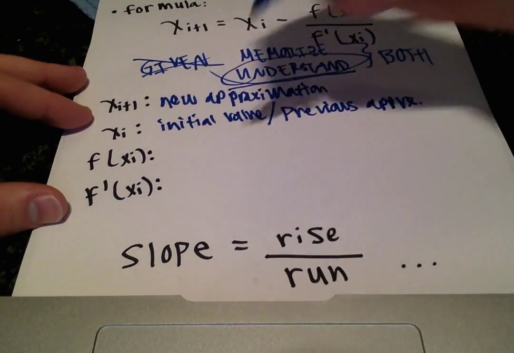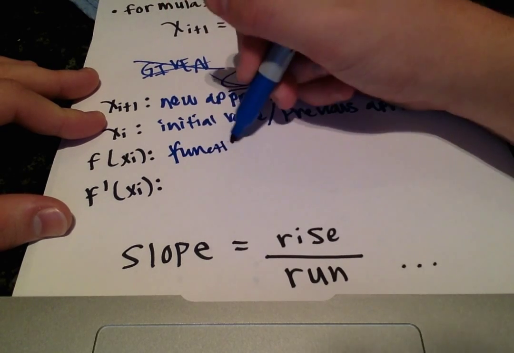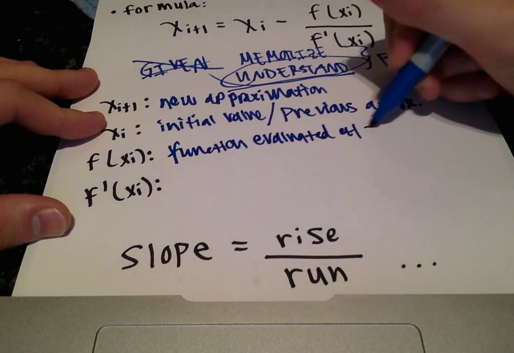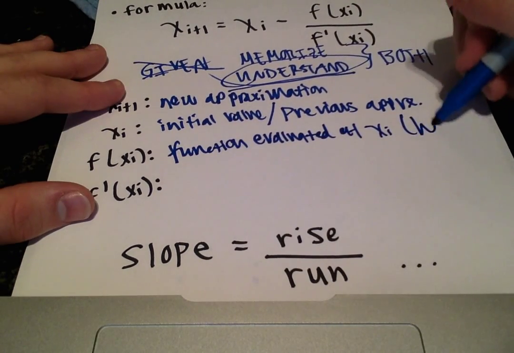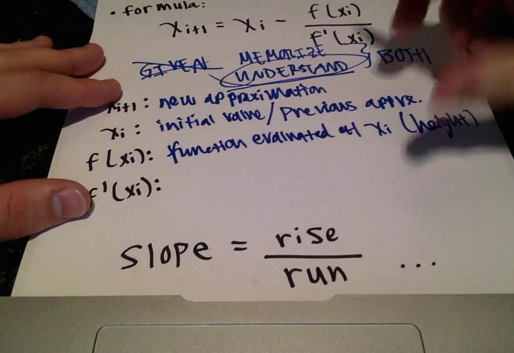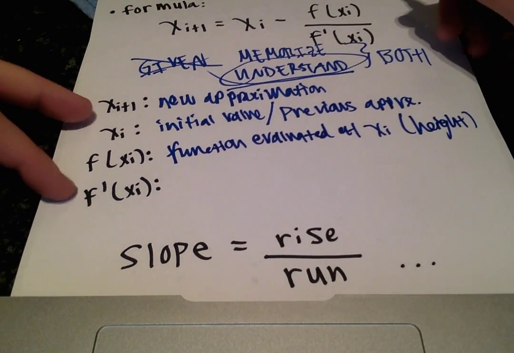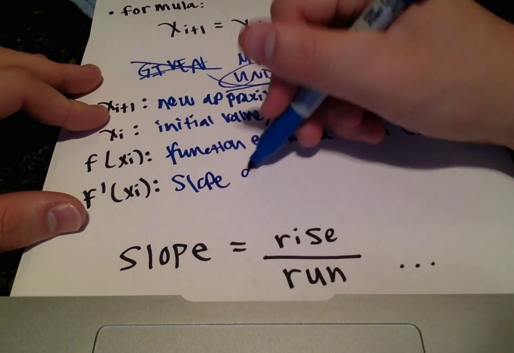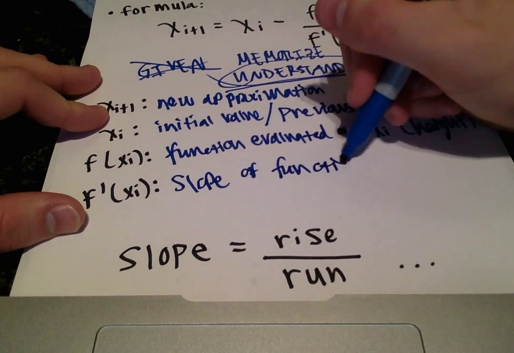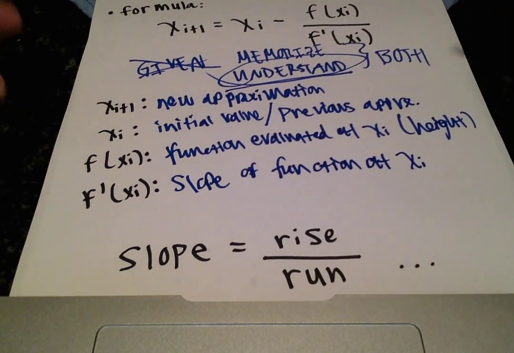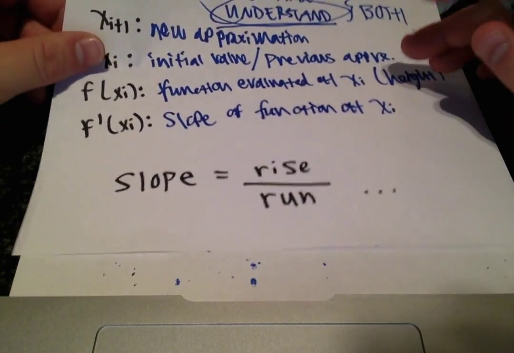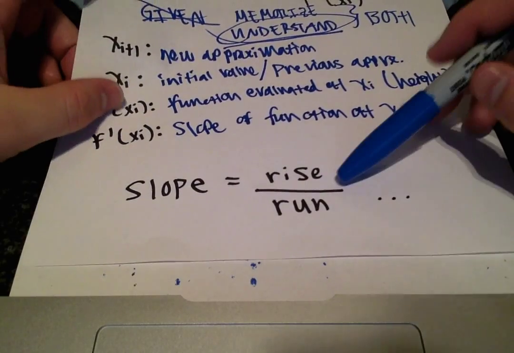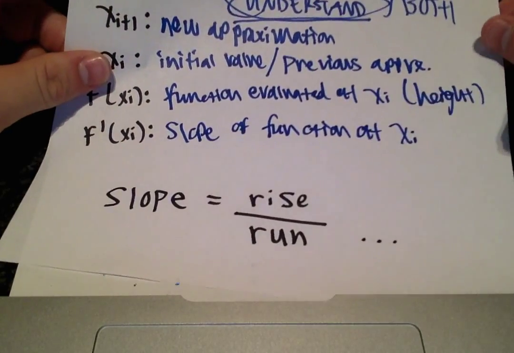f of x sub i, that's just your function evaluated at x sub i. This is also the height of the function at that point. f prime of x sub i, that is your slope of the function at x sub i. Okay, and your slope is also known as the rise over the run. And why am I showing you this? You'll see in just a second.